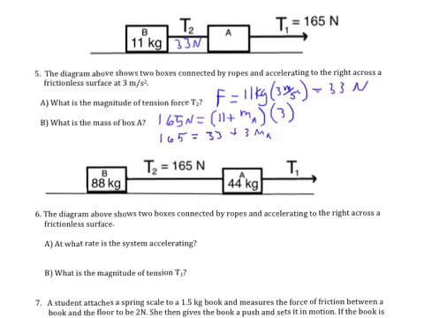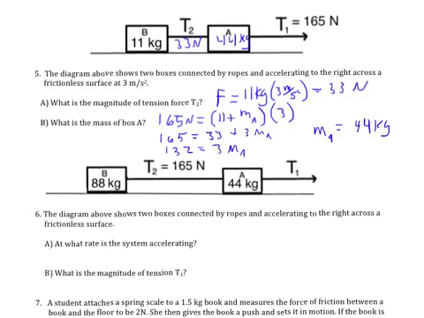So I'm going to subtract 33 from both sides, and when I do that I get 132 equals 3 m_A. And now when I divide both sides by 3, what I find is the mass of A equals, what's it equal? It equals 44 kilograms.